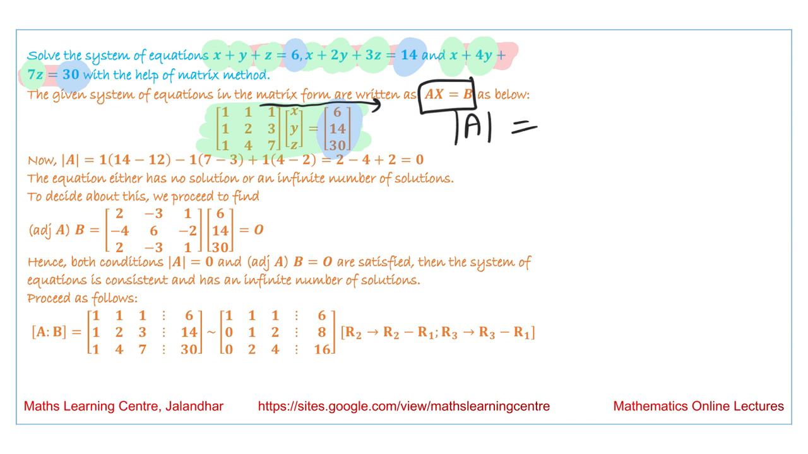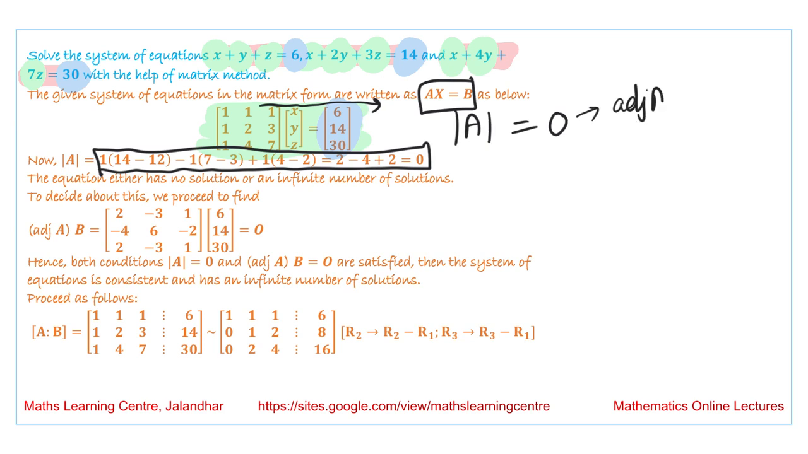When we solve for the determinant of A, we obtain that the determinant of A is equal to 0. So the next step is to calculate the adjoint of A into B. We have calculated the adjoint of A, and over here the adjoint of A into B. This is the adjoint of A we have calculated.